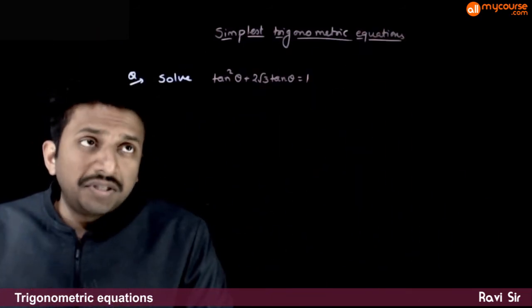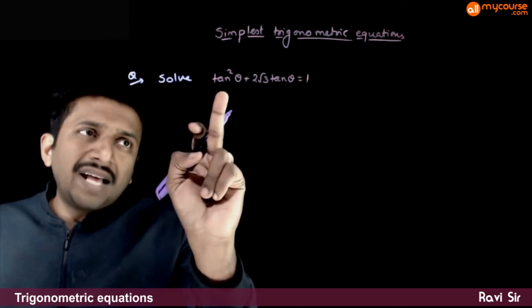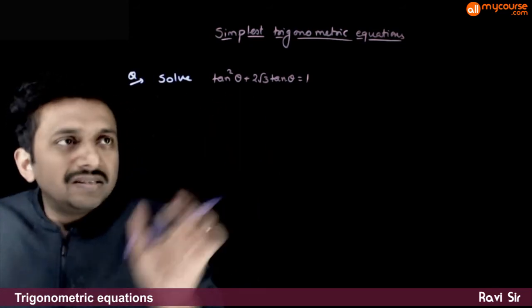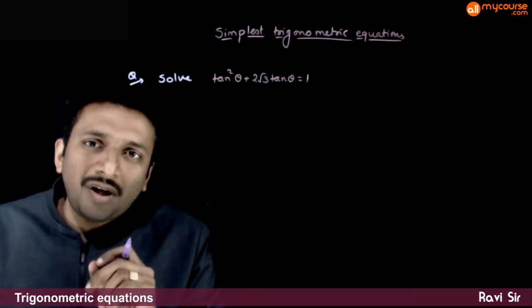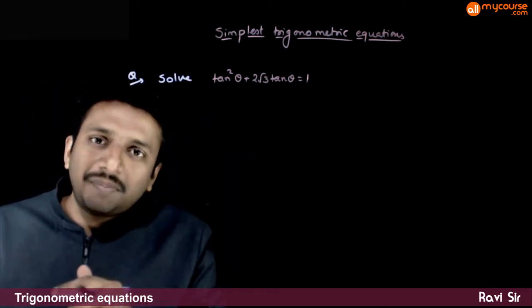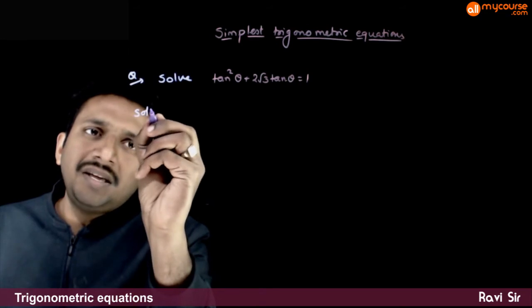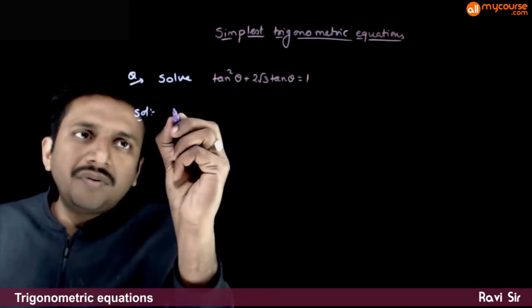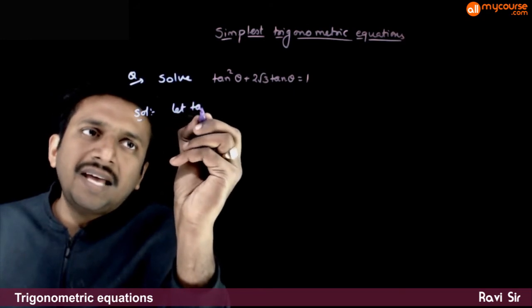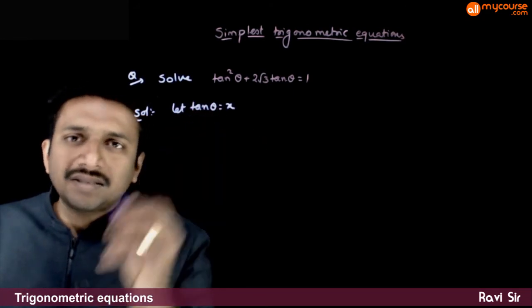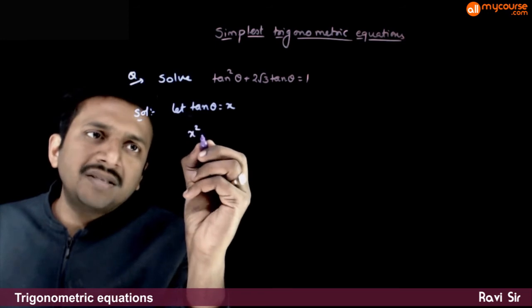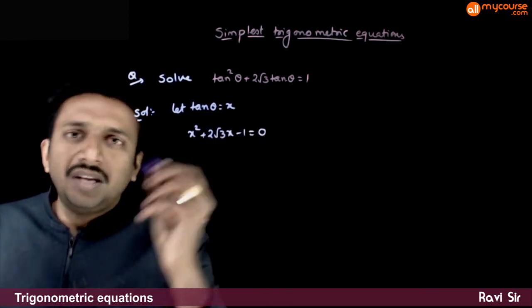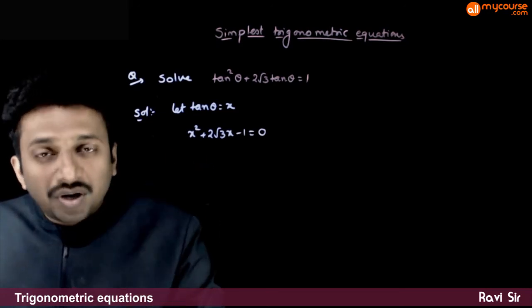So let us look at this question. You're asked to solve tan square theta plus 2 root 3 tan theta is equal to 1. This is a very standard type of question which falls in the category of quadratic type. As you can see, you're given a quadratic in tan theta. So first what we do is let tan theta is equal to x. So the equation becomes x square plus 2 root 3 x minus 1 is equal to 0. This is a quadratic equation.